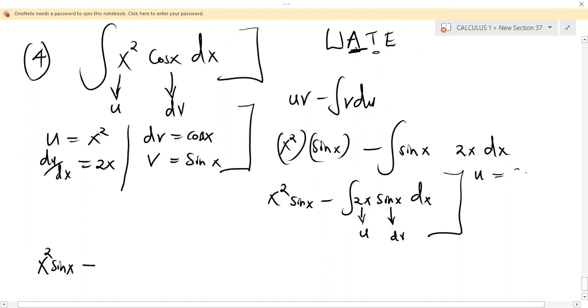Our u is equal to 2x. That makes our du/dx 2. Our dv is equal to sine x. That makes our v equal to minus cos x.